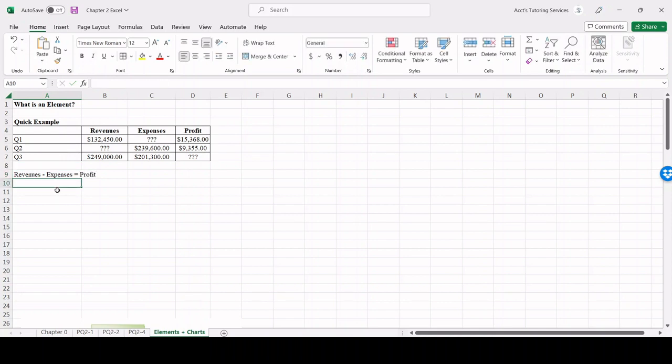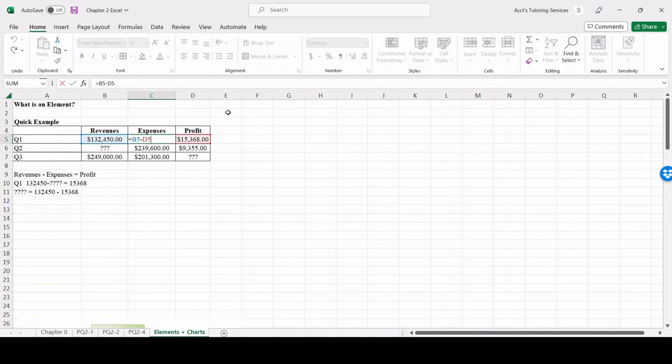So for question 1, essentially 132,450 minus question mark gives us 15,368. If we rearrange this formula, question mark equals 132,450 minus 15,368. That means that expenses is going to be 117,082. Once again, that's the formula.